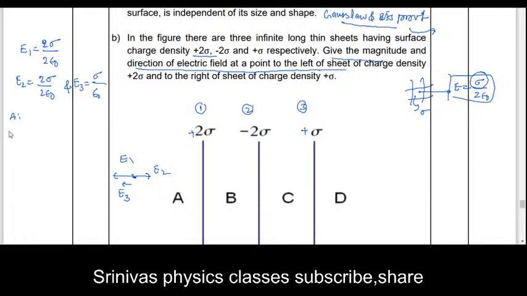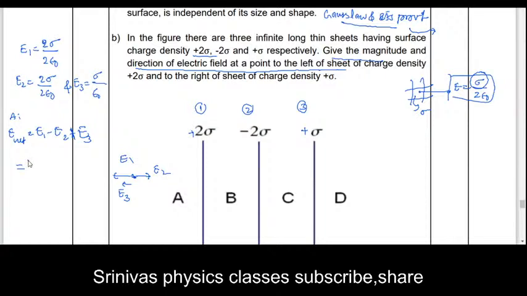Okay, in A region, net electric field. What do we have to do? E1 minus E2 plus E3 we have to write. Why do we have to write plus here? E1 and E2 are opposite, that's where the minus comes. Don't take minus here. Here we are taking the minus.